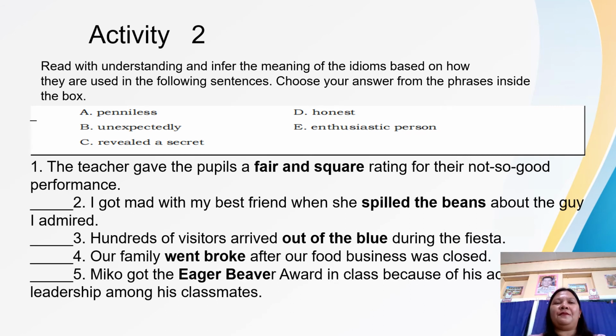Number 5. Miko got the Eager Beaver Award in class because of academic leadership among his classmates. Eager beaver means A. Penniless, B. Unexpectedly, C. Revealed a secret, D. Honest, or E. Enthusiastic person.